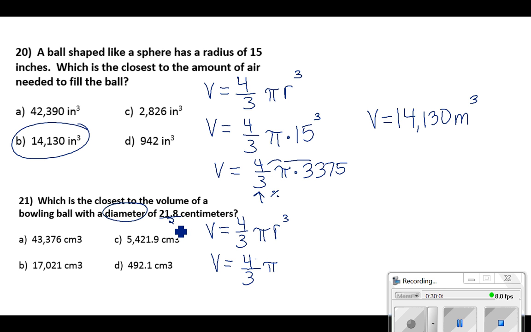And when you do that, you get 10.9. Now we can solve. We're going to cube 10.9.